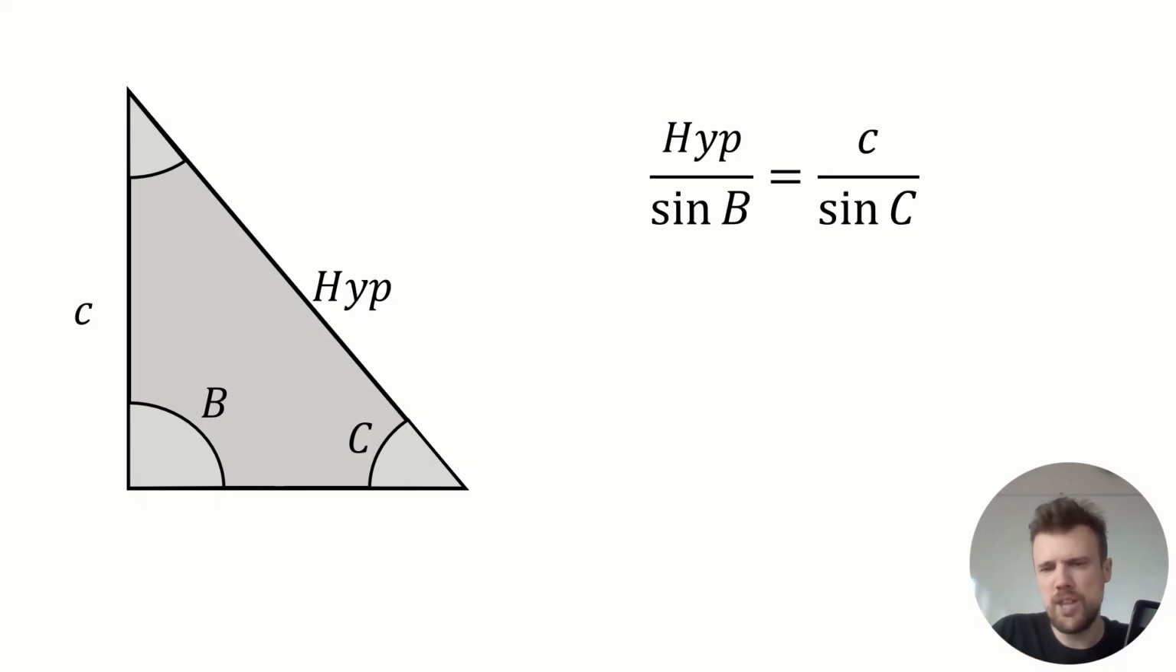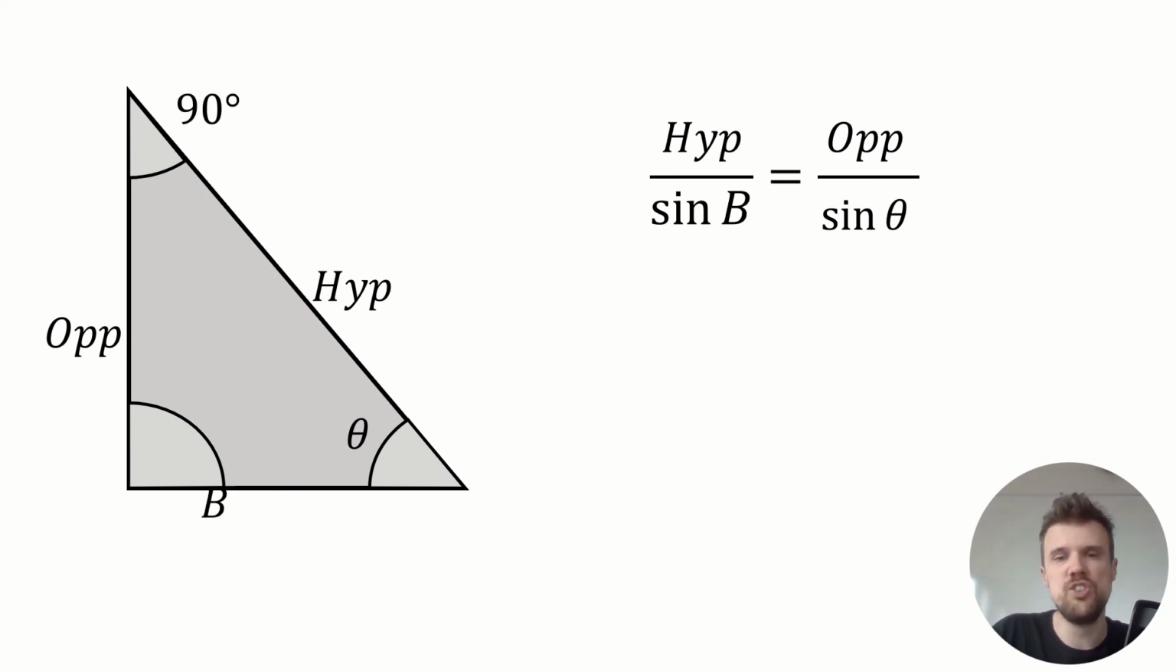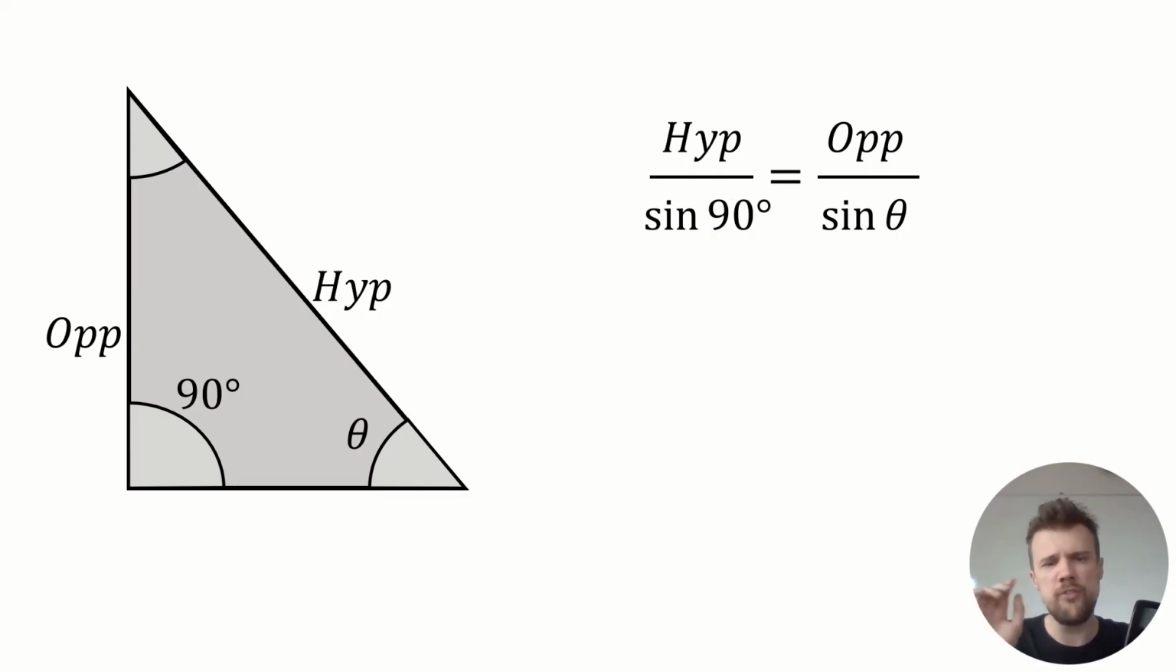We could label the angle C as theta, as the side C is opposite where theta is. That could be labeled as the side called the opposite. And also the angle B is where the right angle is. So that means we know it's 90 degrees. If you whack all that stuff into the sine rule, then you end up with what we've got on the screen right now. But that's interesting because sine of 90 degrees, did you know, is equal to 1.